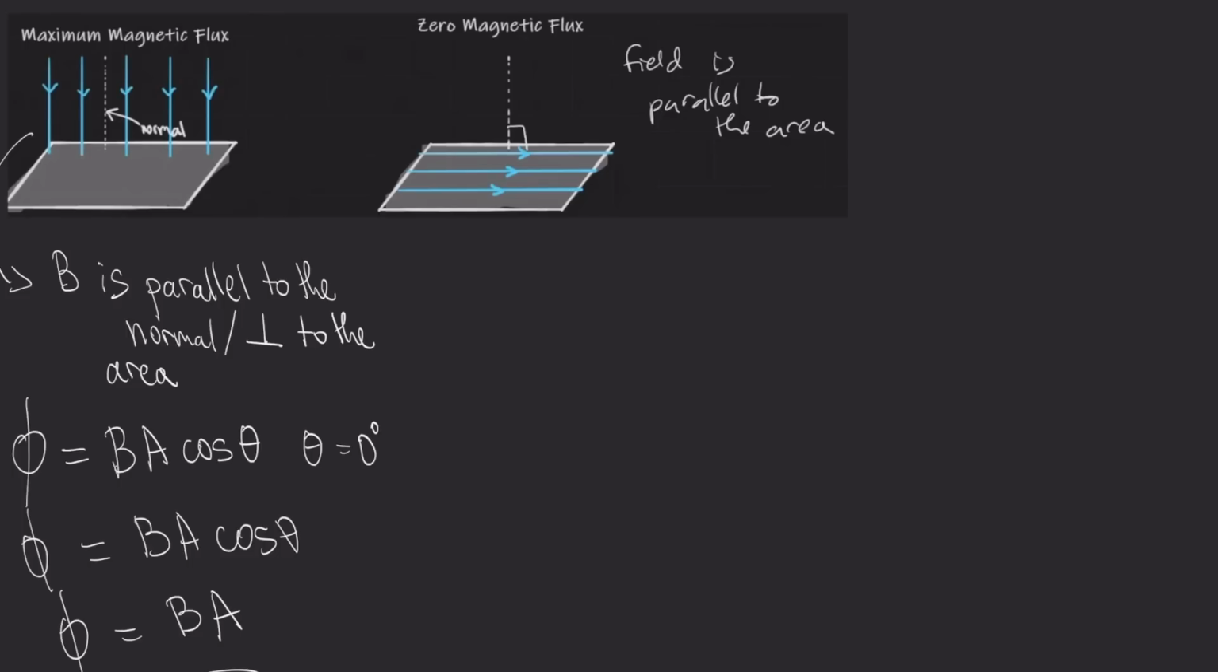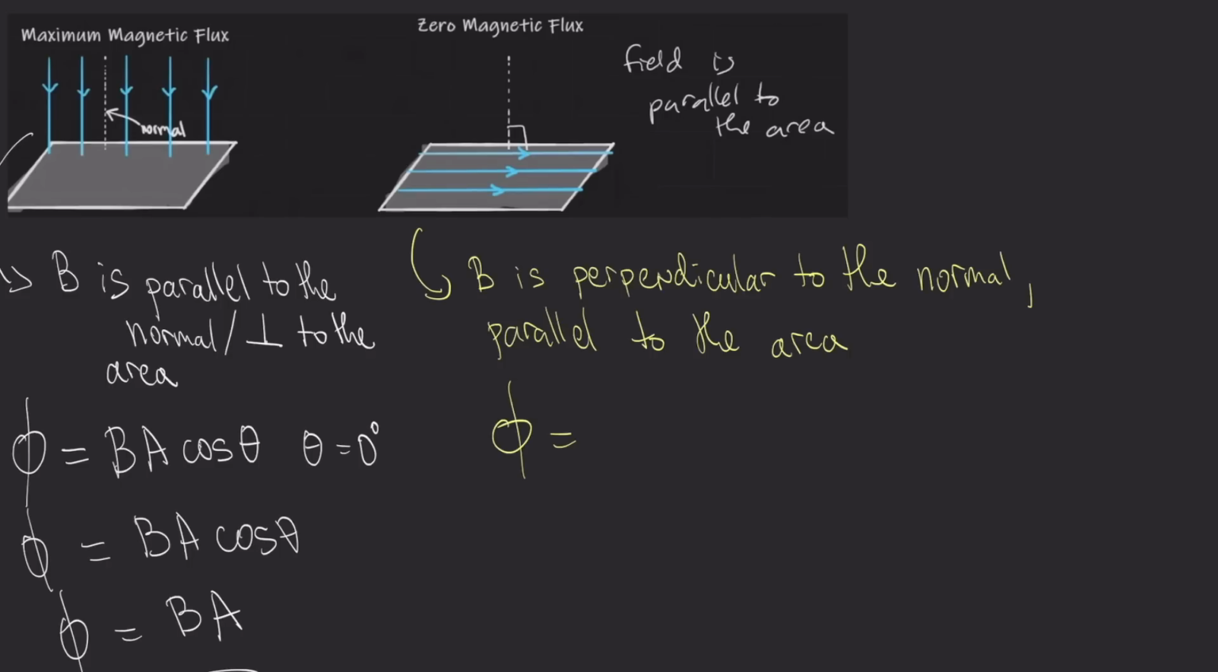On the other hand, we'll get 0 magnetic flux whenever our magnetic flux density is parallel to the area, perpendicular to the normal. Now, phi will be just BA cos of theta, but remember, theta is the angle between the field and the normal, which is just this angle right over here, which is just 90 degrees. So phi will be BA cos of 90 degrees. Cos of 90 is just 0, so this here is just 0.